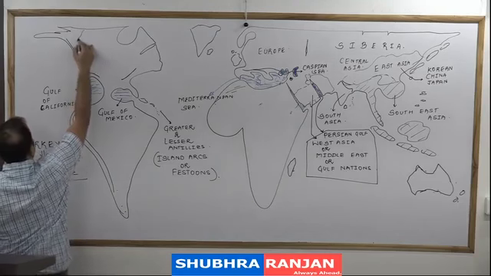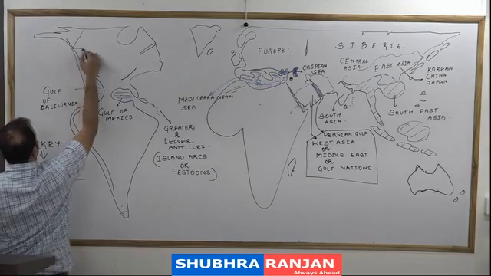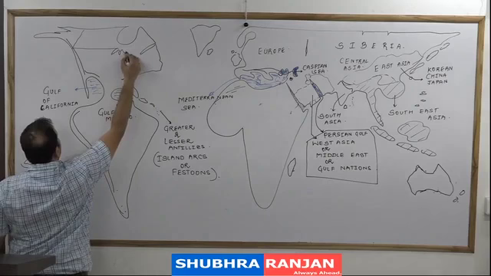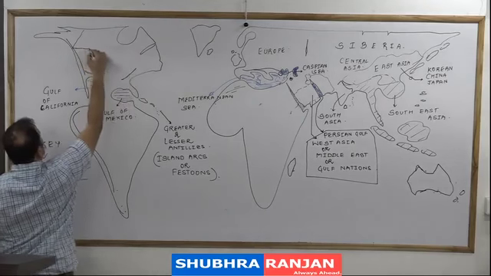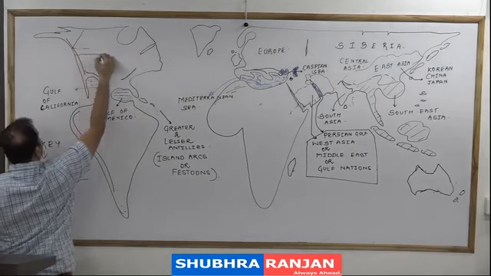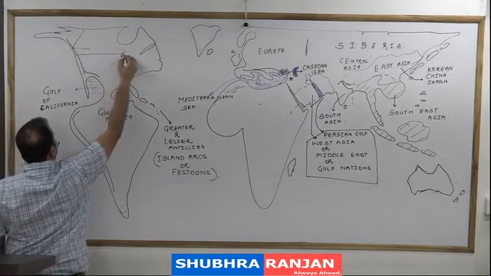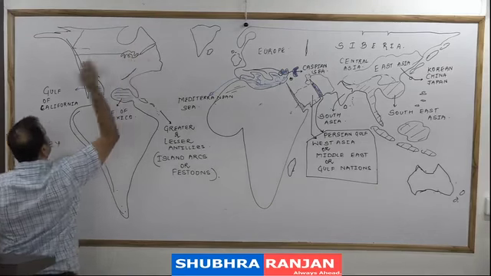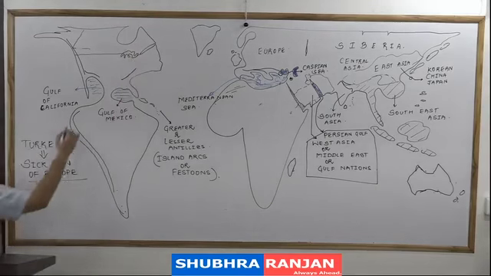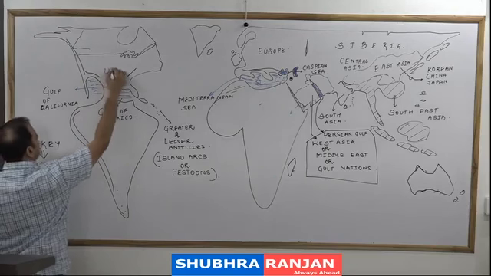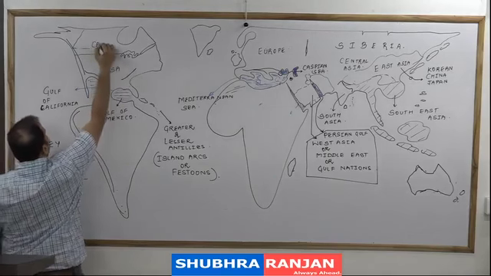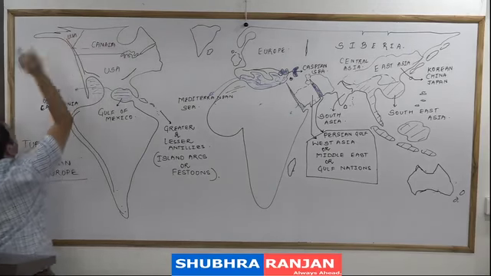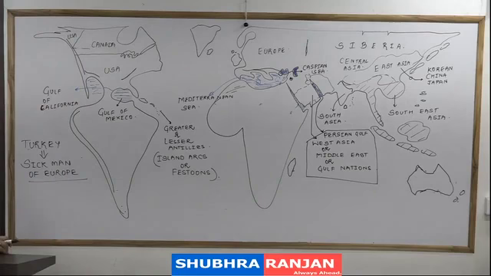Now coming to some of the important points regarding North America. So when we look at North America, this North America is divided into USA and Canada. And again USA. USA, why? Because this Alaska is part of USA.